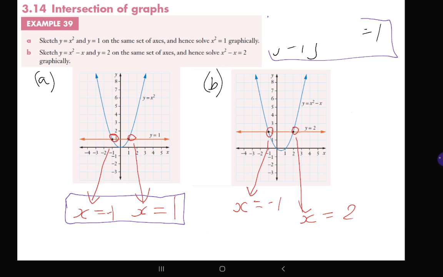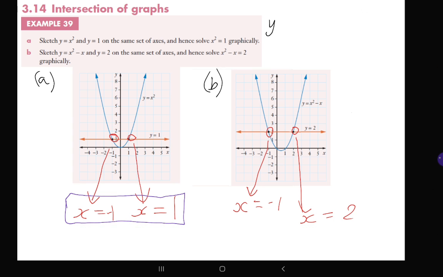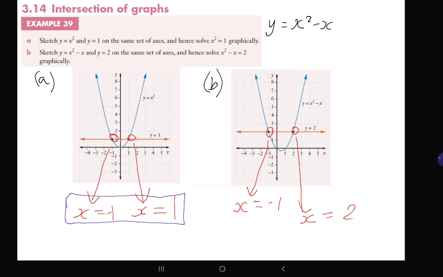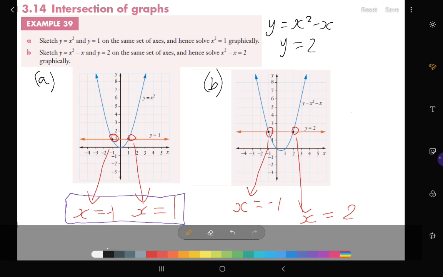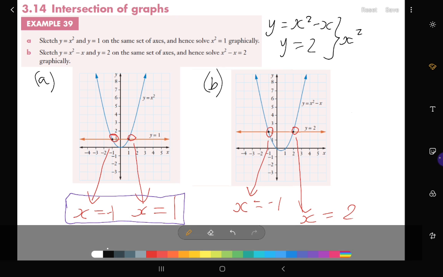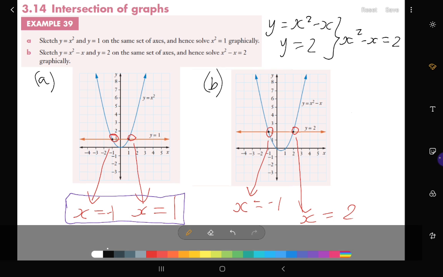Now similar to part A, when you look at this example, let's say you look at the equations y equals x squared minus x and y equals 2. If you solve them simultaneously, you're going to end up with x squared minus x equal to 2 using substitution for solving simultaneous equations. So algebraically, you'd go about solving the quadratic equation, bring 2 over the other side, get the solutions.